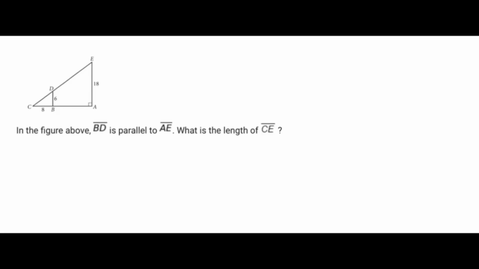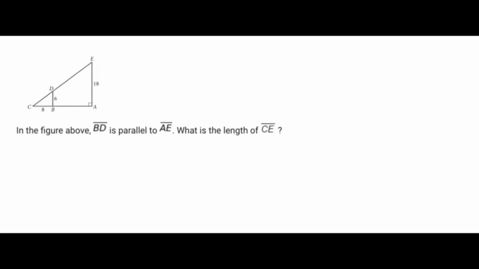In the figure above, side BD is parallel to side AE. What is the length of side CE? Alright, so first off, we have two triangles: triangle EAC and also triangle DBC. The first thing to notice here is that there is similarity present between these two triangles. Now why? Well, because of angles.